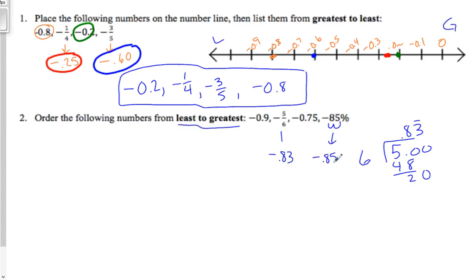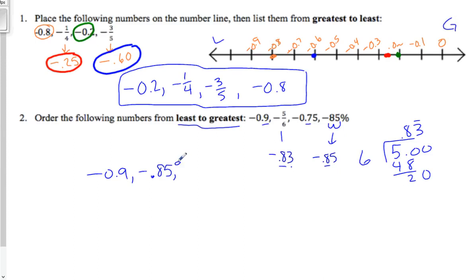All right, so in order I can look at my first decimal place, and I can see that I have negative 0.8, negative 0.9, negative 0.7. So least to greatest is going to start with my biggest number. So negative 0.9 is going to be the least. Then if I look at the 8s, I've got 0.83 and 0.85. 85 is bigger than 83, so that's going to be my next negative number. Because remember, the bigger the negative number is, the smaller the value is.